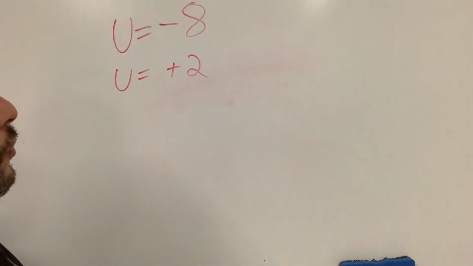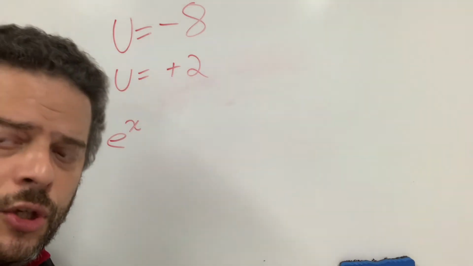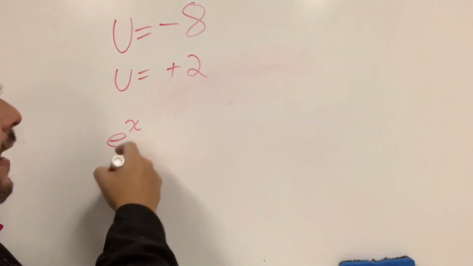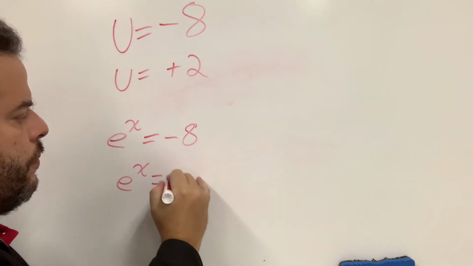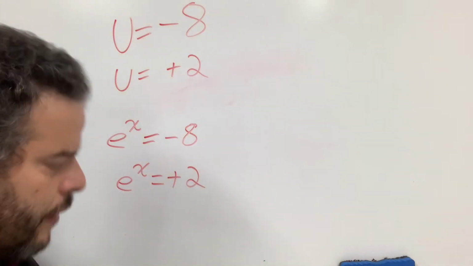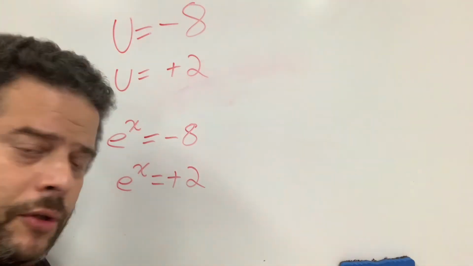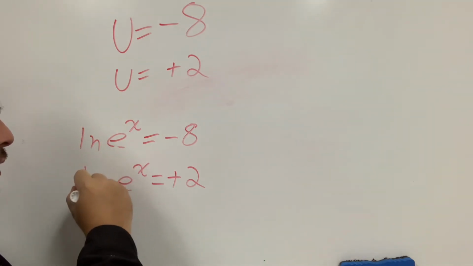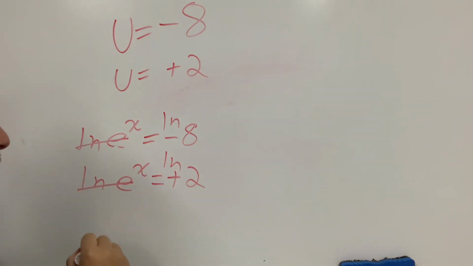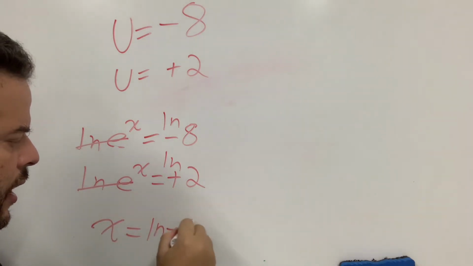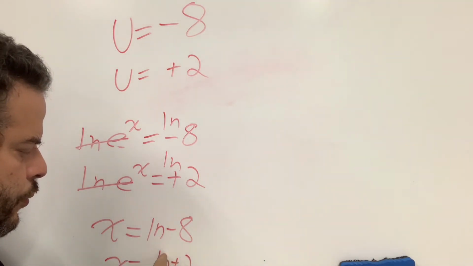And again, you should know that u was e to the x, because that's what we substituted the u for, e to the x. And I had that e to the x equals negative 8, and e to the x equals positive 2. Again, right now you should know how to solve these particular exponents. You just take the natural log of both sides. These cancel out, and you're left with x equals natural log of negative 8, and the other x equals natural log of positive 2.